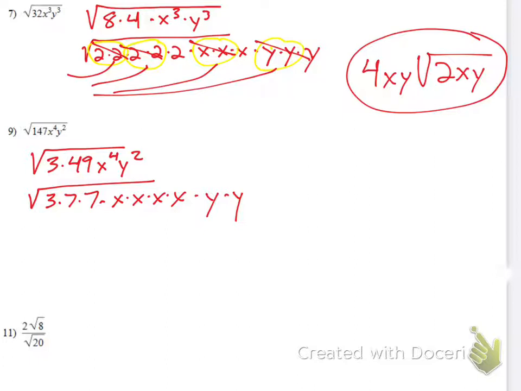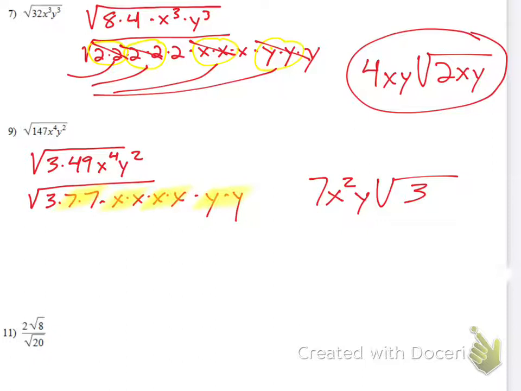So let's see, we got a pair of 7's here. We got one pair of x's, another pair of x's, and a pair of y's. So I'm going to bring those out, and I'm going to get 7 times x, which is x squared, times y, and then underneath that is going to be 3. That's what's left over. All right.